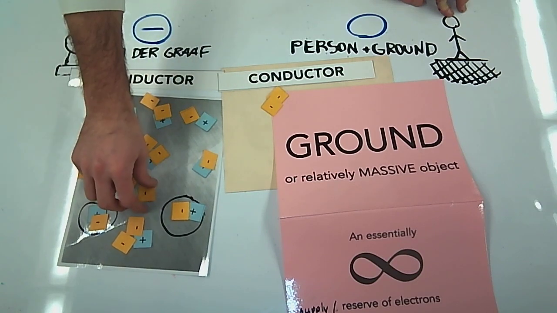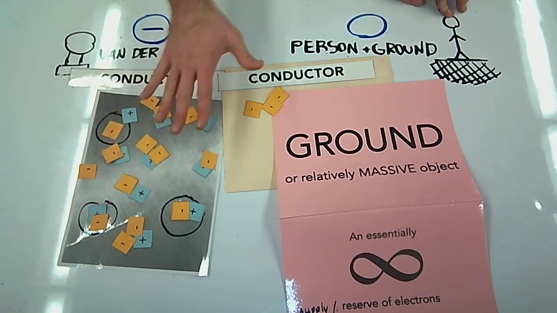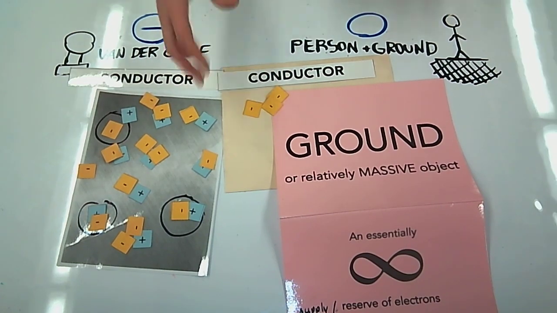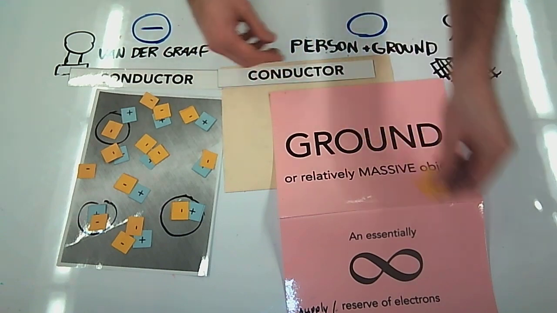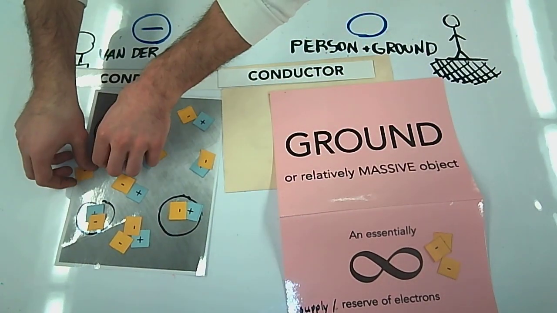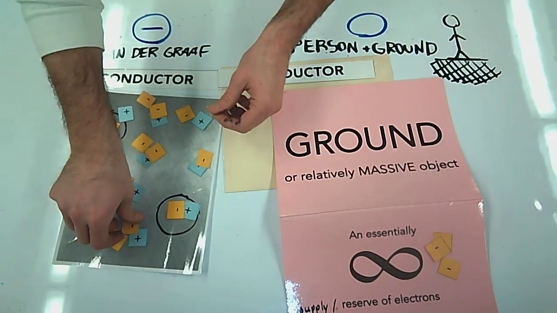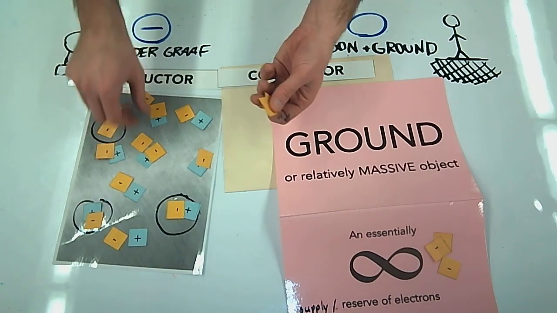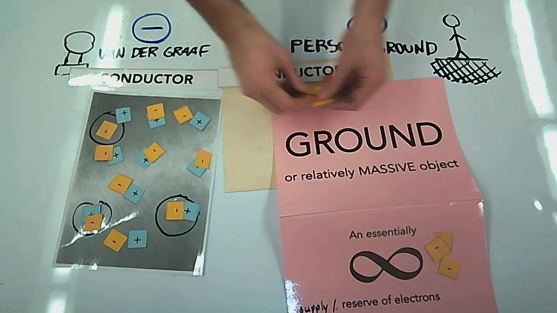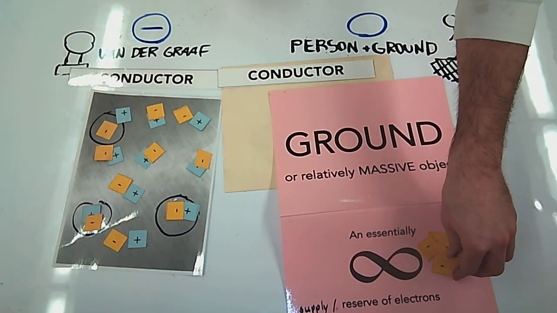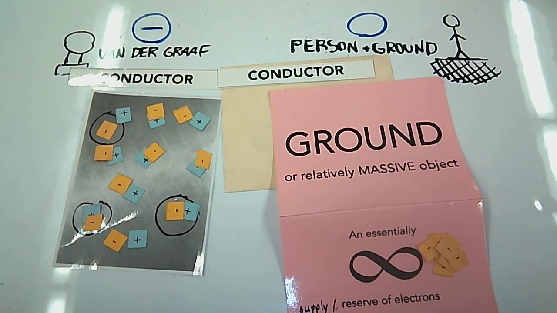Now, the electrons in my Van de Graaff generator and the electrons in my person are still repelled from one another, so they're going to try to get as far away from each other as possible. So all these extra electrons from my Van de Graaff generator are going to jump to my person, and then there are still extra electrons in my person, and they're going to travel to the ground at the end of the day.